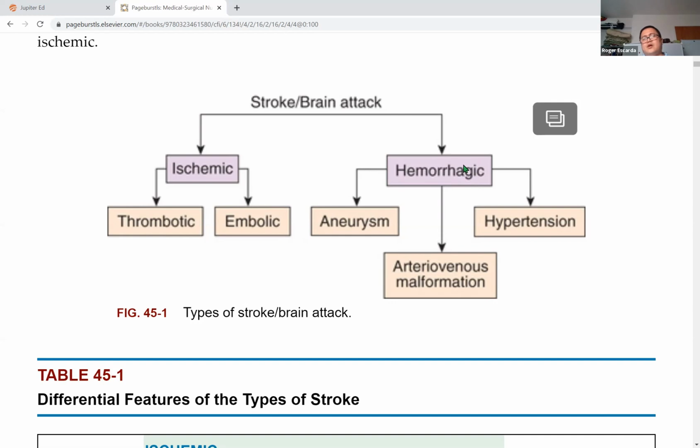Hemorrhagic strokes are caused by 3 possible risk factors. One is an aneurysm. Aneurysm is in chapter 36. Aneurysms are weakened areas of an artery. However, it's only affecting 2 layers of the vessel. The 3rd layer, which is the tunica externa, is intact, meaning the vessel isn't broken. The vessel was just weakened, usually due to number 1 problems: atherosclerosis and hypertension.